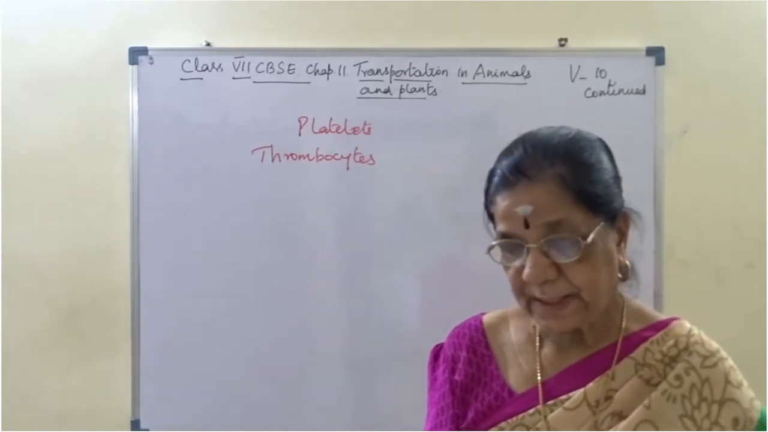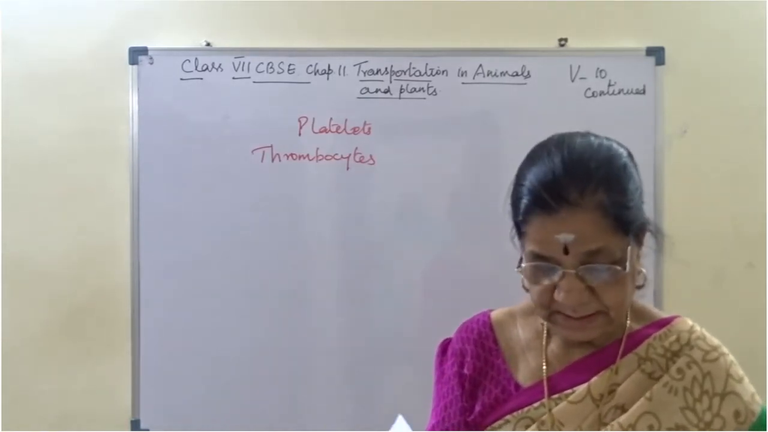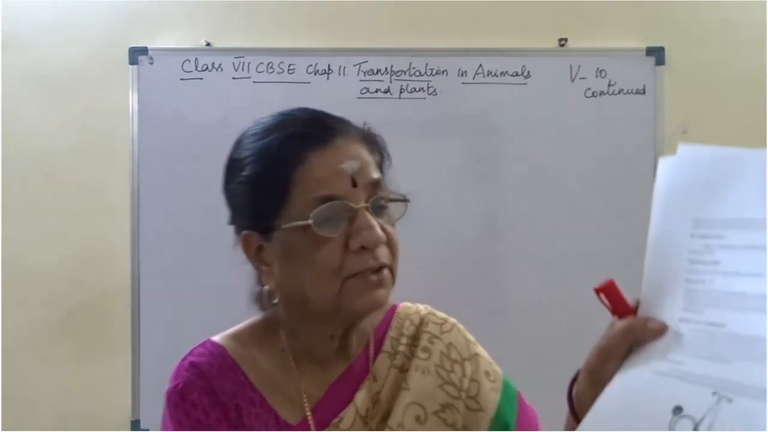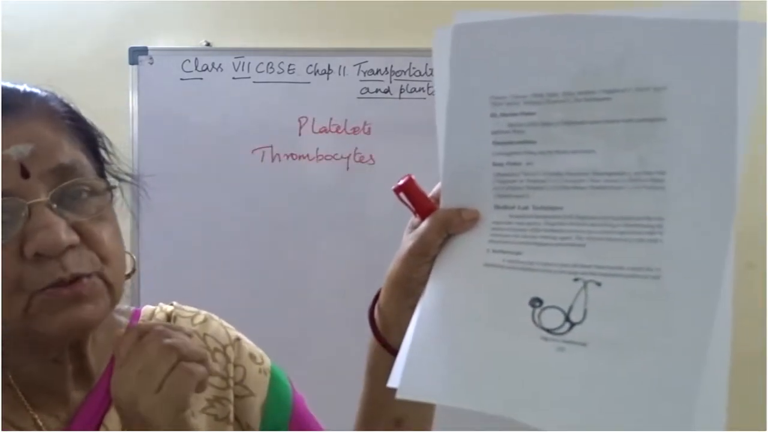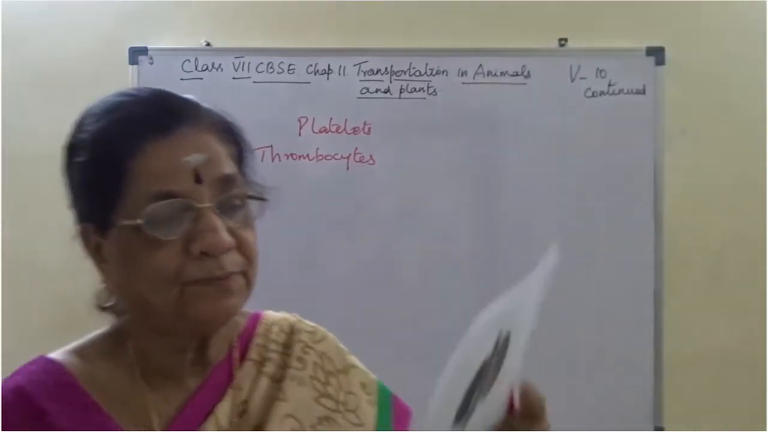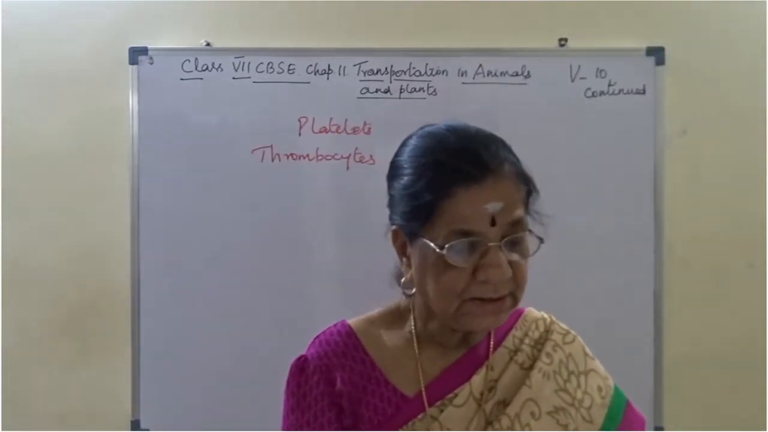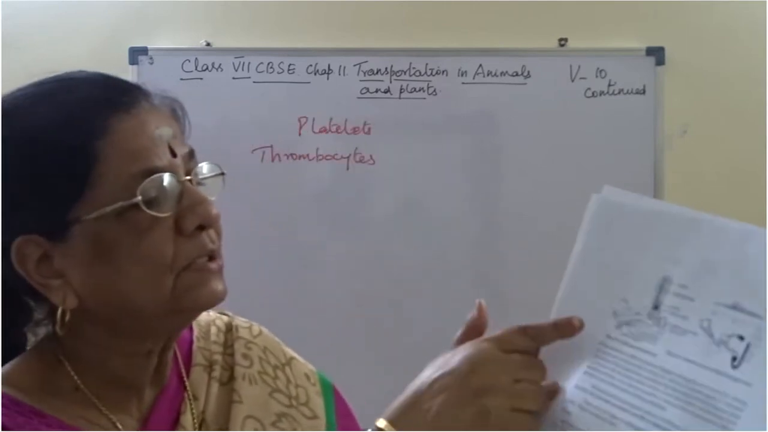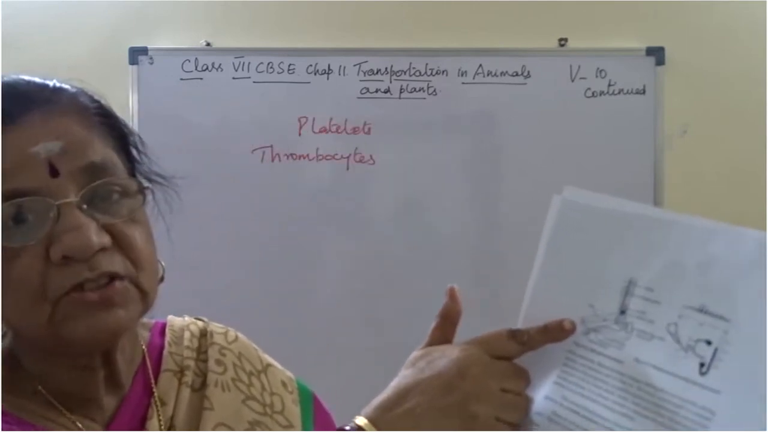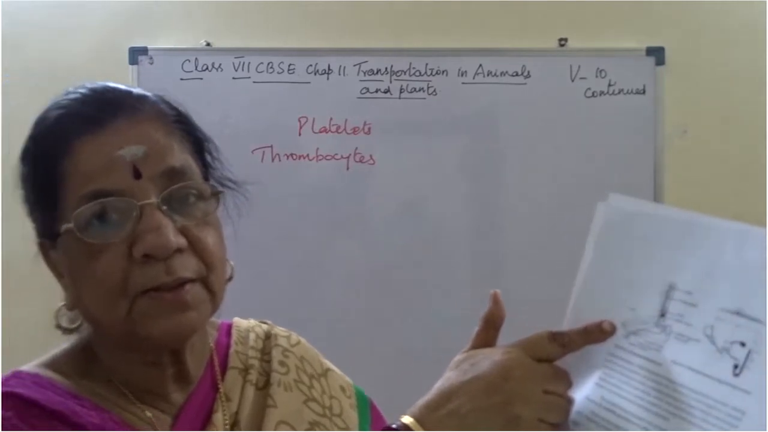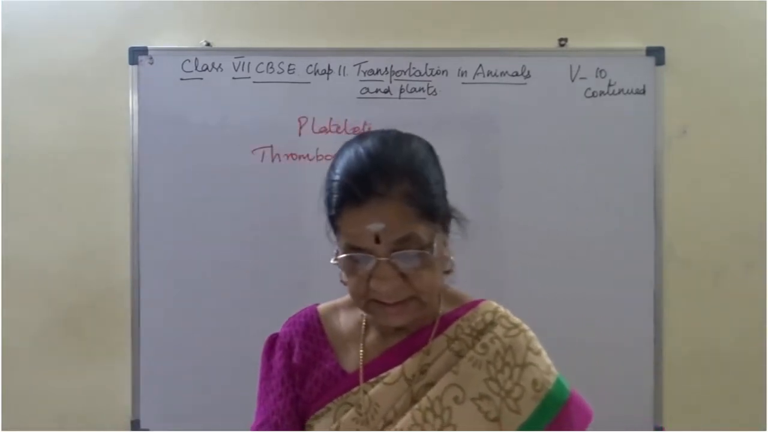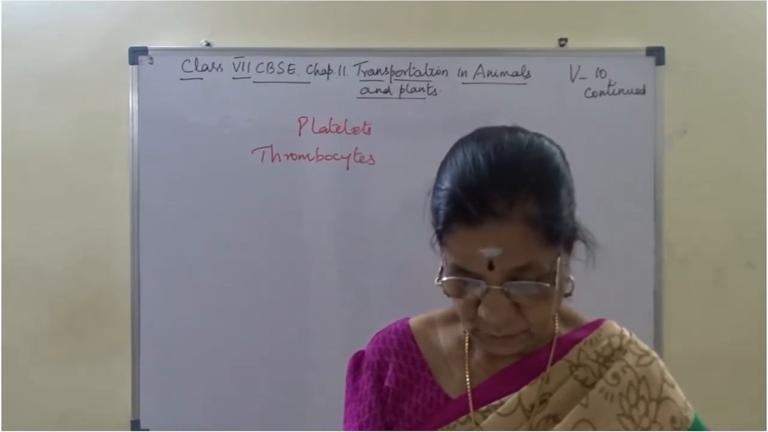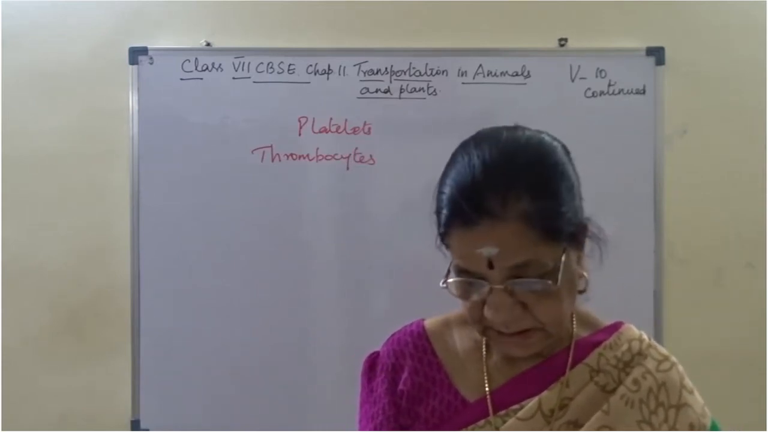The next one is the sphygmomanometer. This is the stethoscope, which doctors keep with them. The next one is the sphygmomanometer. Doctors keep it to check blood pressure. That is the sphygmomanometer. It is an instrument used to measure blood pressure.